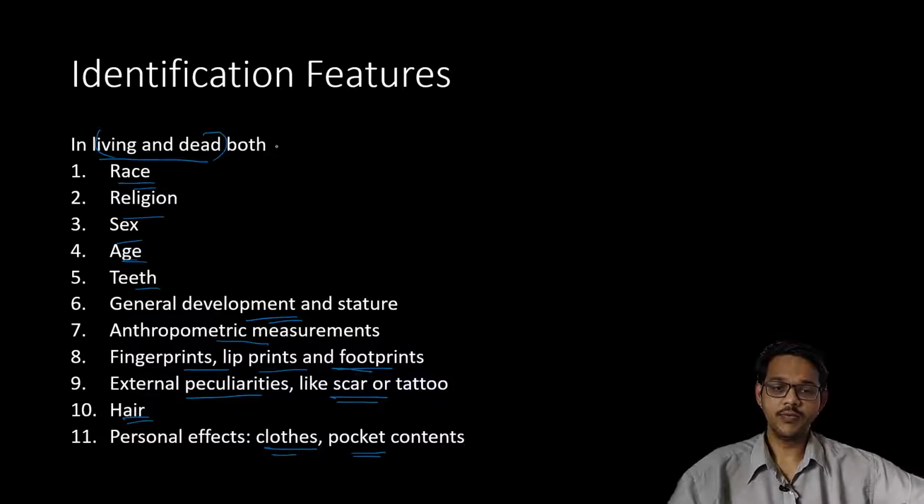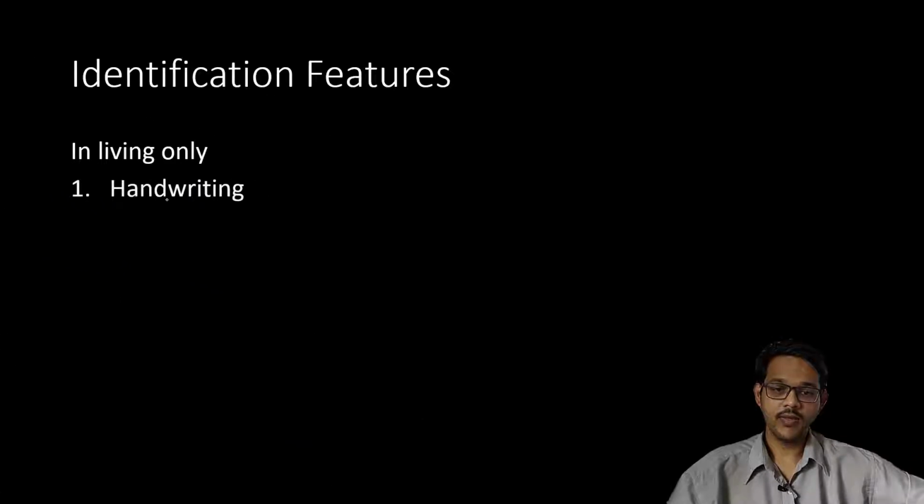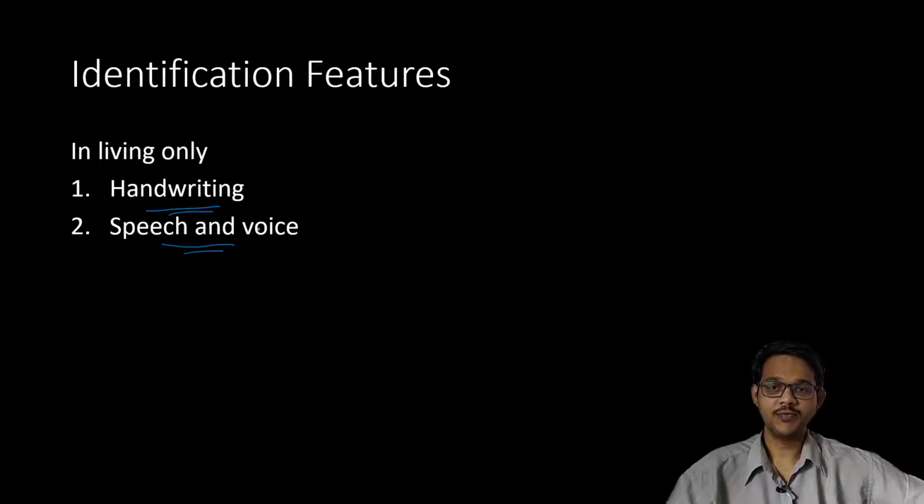Specific to the living: handwriting. If the person is living and has to be identified, then we can use his handwriting. Each person's handwriting is unique. It can be copied, but even then, handwriting is unique to each person. Speech and voice: certain persons speak in a specific way. They have their accent. Sometimes they also talk in a certain way, repeat certain words, but it is unique to that person. That can be used for identifying.